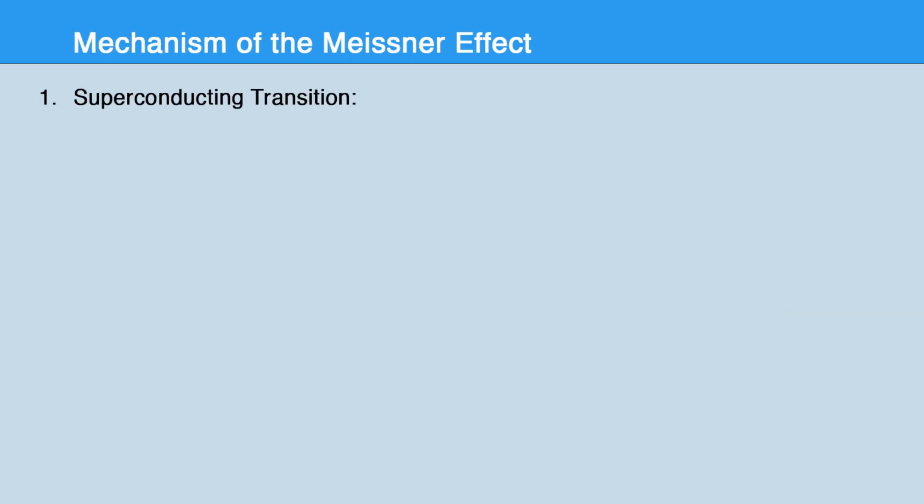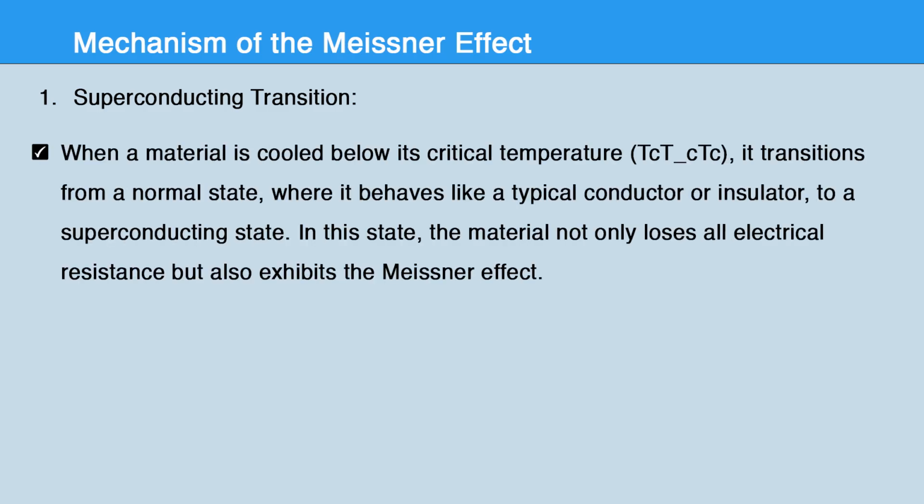Mechanism of the Meissner effect. First one is the superconducting transition. When the material is cooled below the critical temperature, it transitions from the normal state, where it behaves like a typical conductor or an insulator, to the superconducting state. In this state, the material not only loses its electrical resistance but also exhibits the Meissner effect.